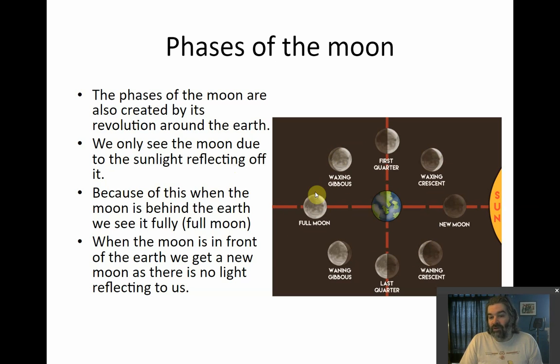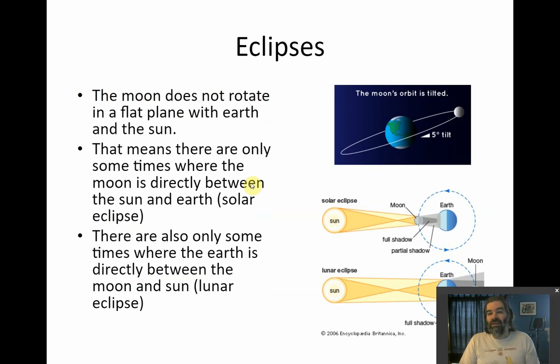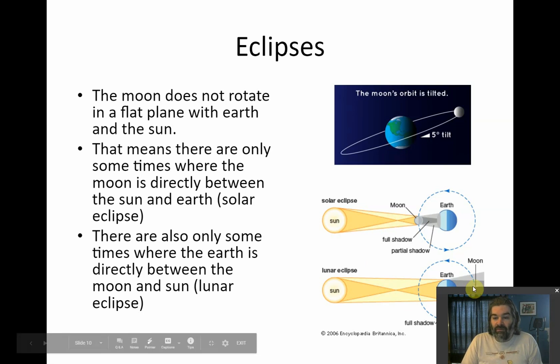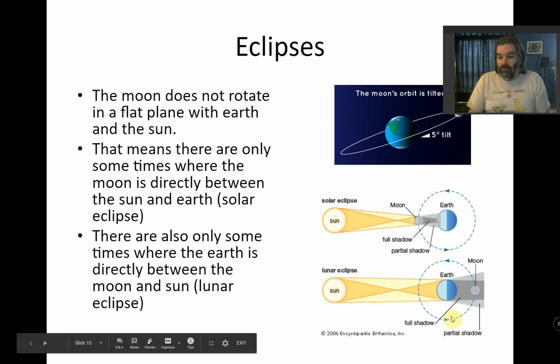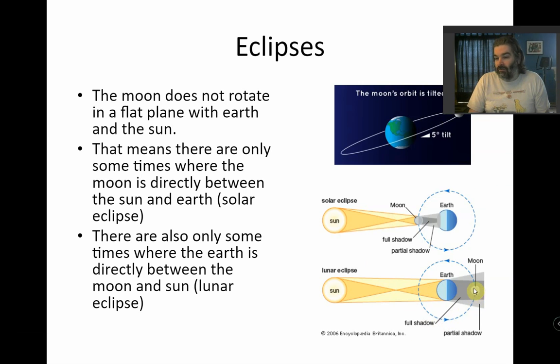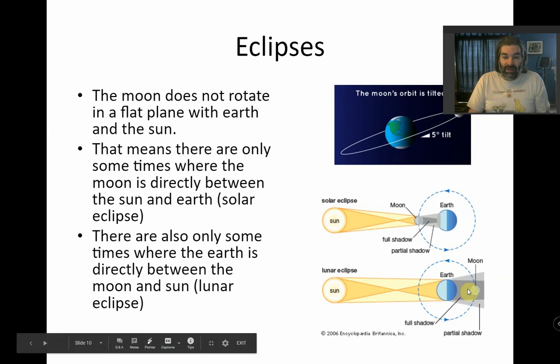By the way, this is why we only ever get eclipses when there are full moons. So, what an eclipse is, you may think, well, wait a minute, how do we see the moon at all when it's behind the Earth? Well, it's because the moon's orbit is tilted. So most of the time, when the moon's behind the Earth, we can actually still see it. It's not being blocked. Sometimes the moon does get blocked by the Earth, and that's what's called a lunar eclipse. So when the Moon moves into the shadow of the Earth, we get a lunar eclipse.